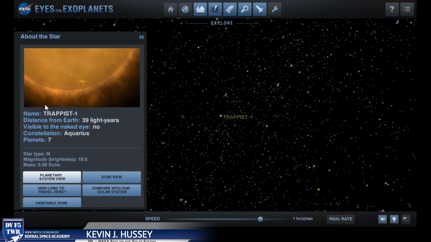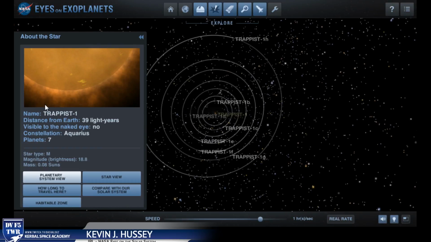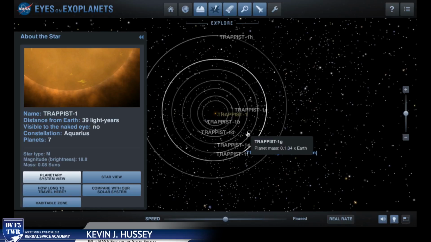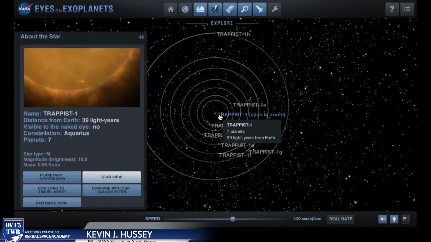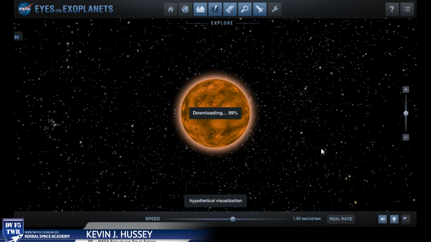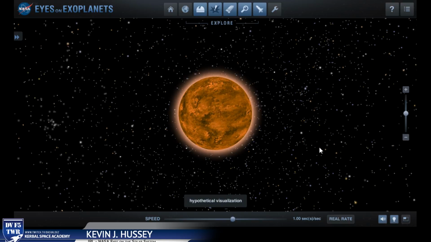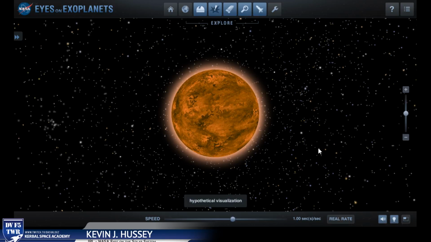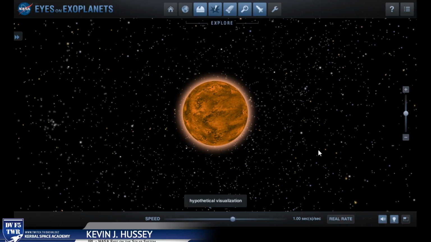Now what they wanted, they didn't want all the planets showing up. So what I did was I clicked on the star, so you zoom into the star. And then we hid the window. So when it started, this is what we saw on the screen. And I do like you've got the hypothetical visualization there too. That we have no clue. Well, we have a better clue of what some of the planets look like, but these planets are all hypothetical visualizations. We can't yet image planets around other stars.